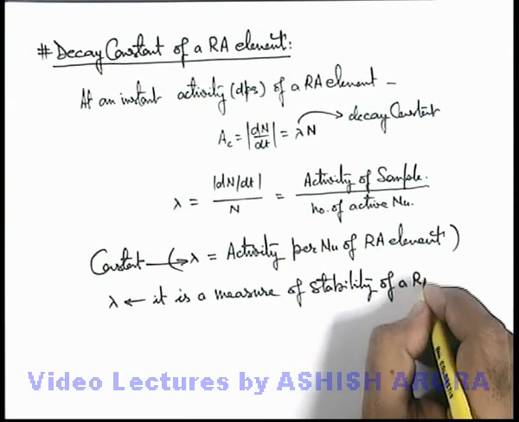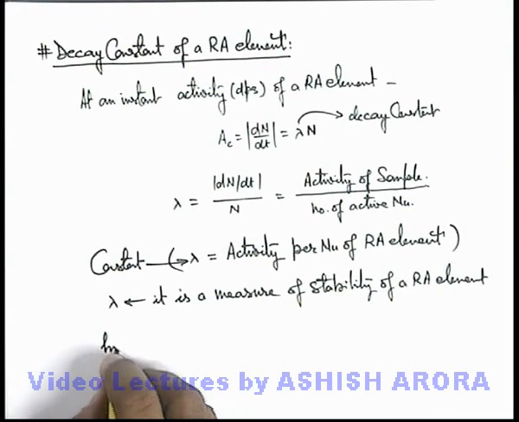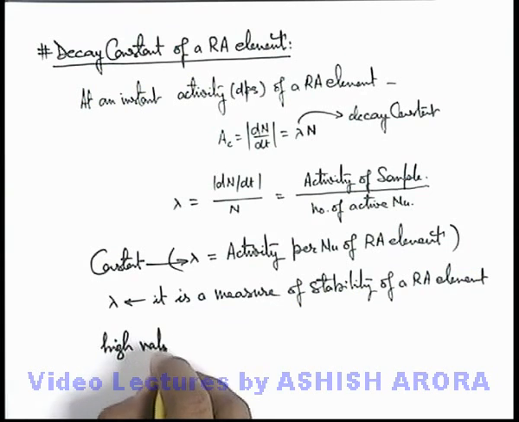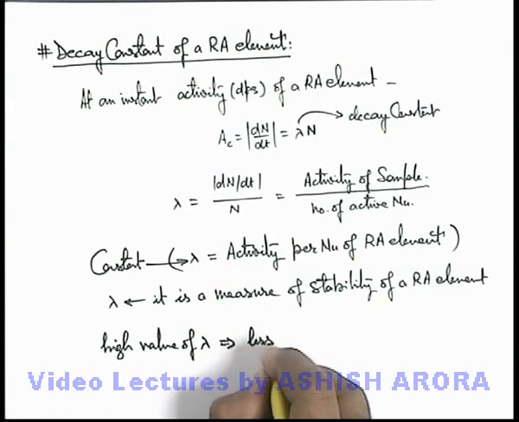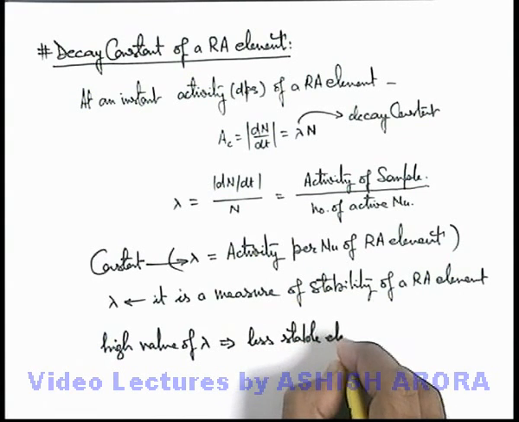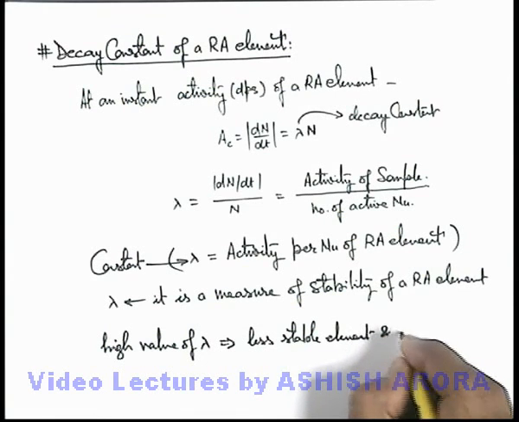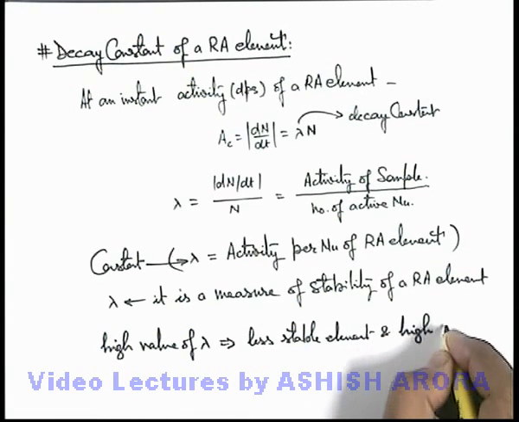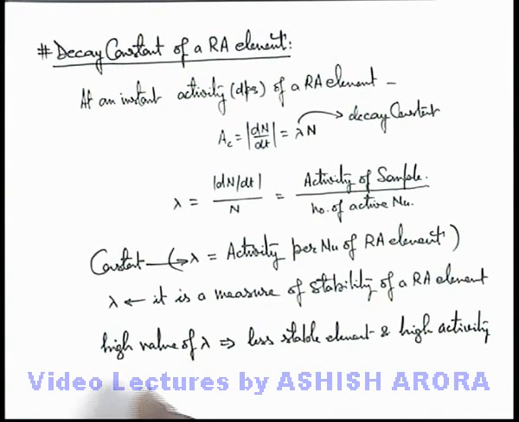of a radioactive element. Here we can write if an element has a high value of lambda, this implies it is a less stable element, and if the value of lambda is high, we can write it will have high activity. It is less stable, then only we can say its activity will be high, it will be speedily disintegrating.